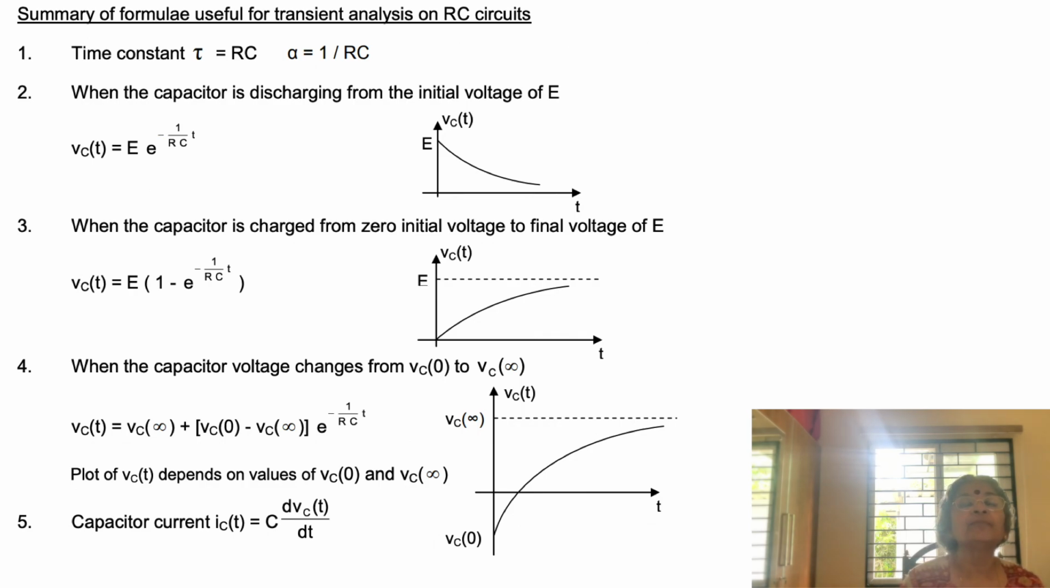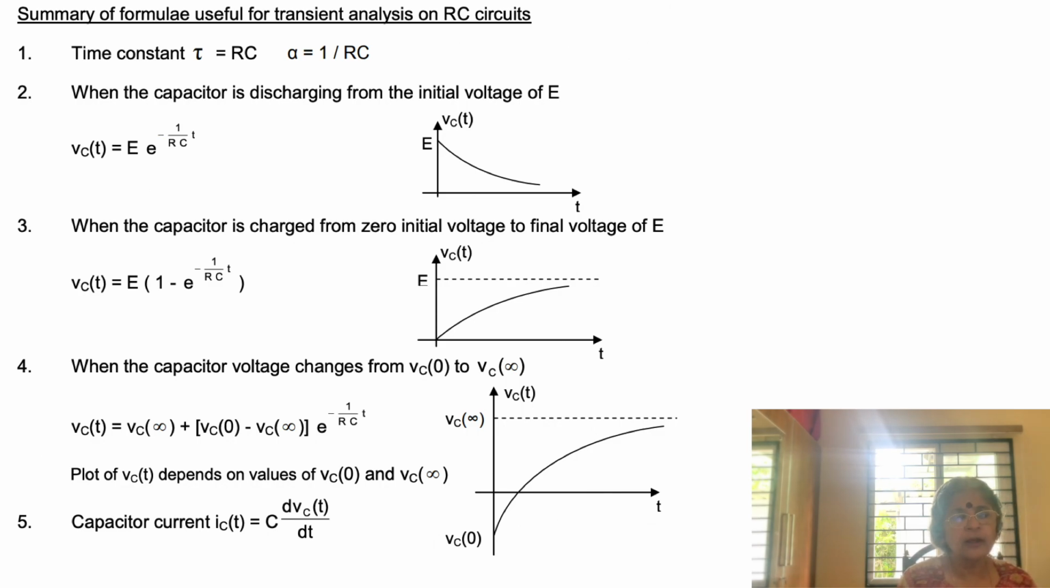At the same time, what may happen is that the new source may charge the capacitor again. If it is in the same direction, then you add them together as equal to VC infinity. Why is it VC infinity? Because finally it is charged to a particular voltage when it opens out. So that is VC infinity into 1 minus e raised to minus t by tau, where tau is equal to RC.